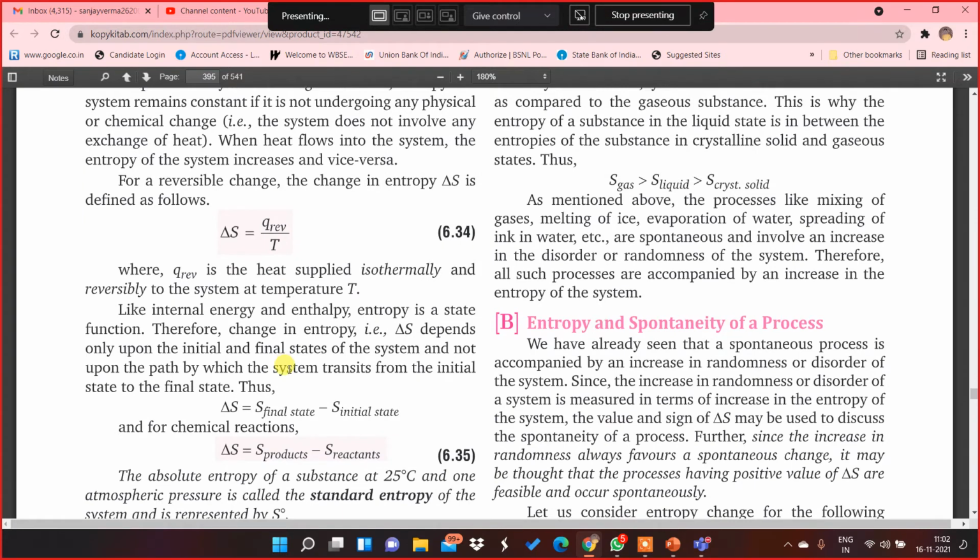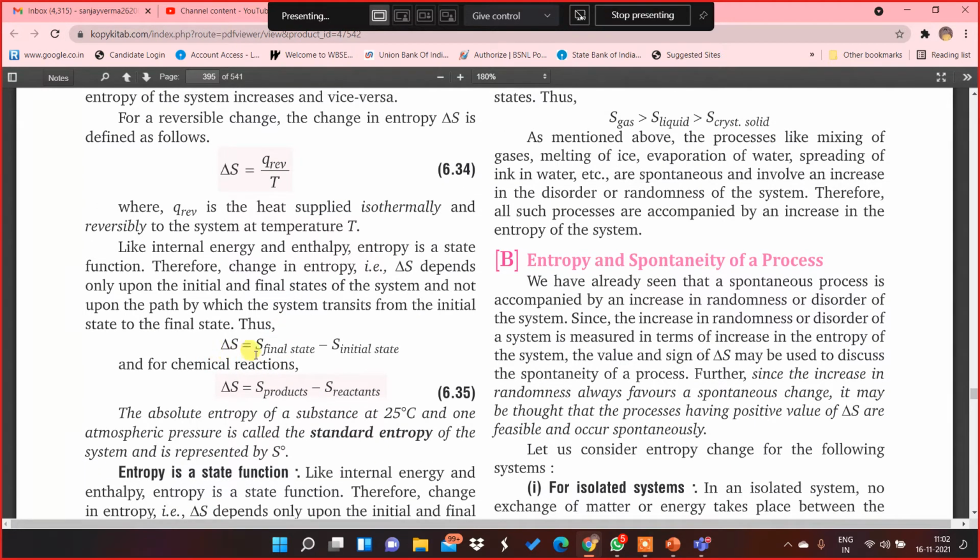Delta S is also equal to the entropy of the final state minus the entropy of the initial state, or in the case of a chemical reaction, the entropy of the products minus the entropy of the reactants.